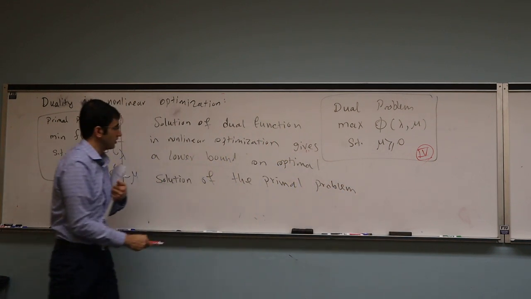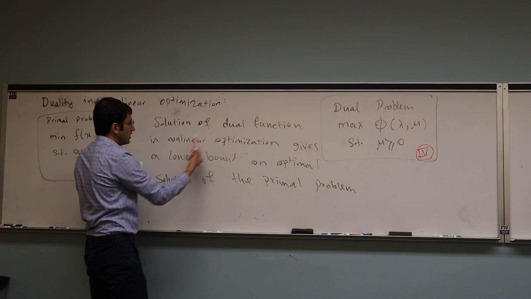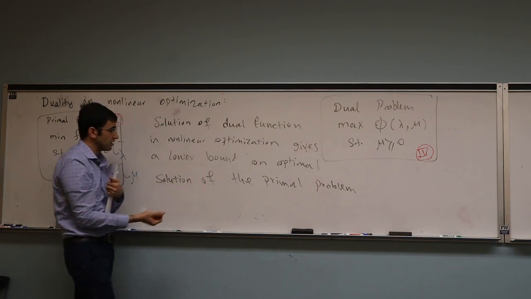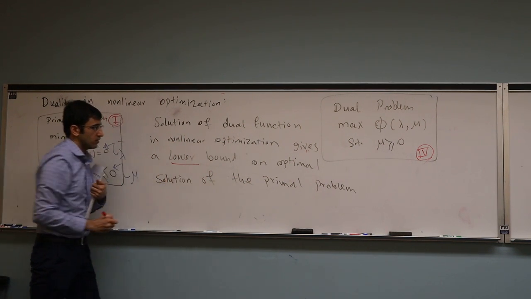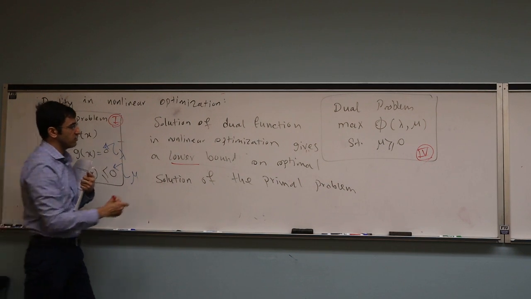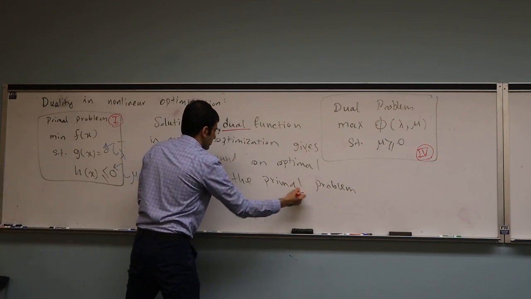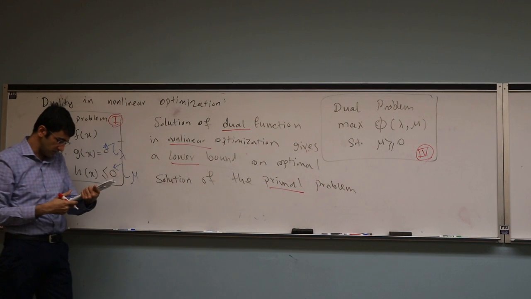Let's review it one more time. The solution of the dual function in nonlinear optimization gives a lower bound on the optimal solution of the primal problem. So dual, primal, nonlinear. These are the keywords here.